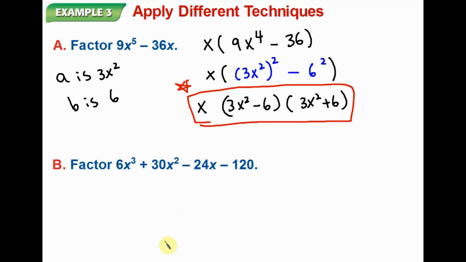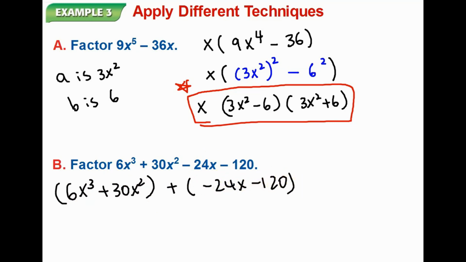Part B is definitely longer than what we practiced. So before you freak out, please take it step by step, and just like what we did when you had 4 terms or more, we separated them. I'm going to separate these two: 6x cubed plus 30x squared is in one group, plus I'm going to write negative 24x minus 120. This problem will get a little bit longer than other examples, so just keep that in mind. If you're lacking space, please take out your notebook and rewrite it somewhere.